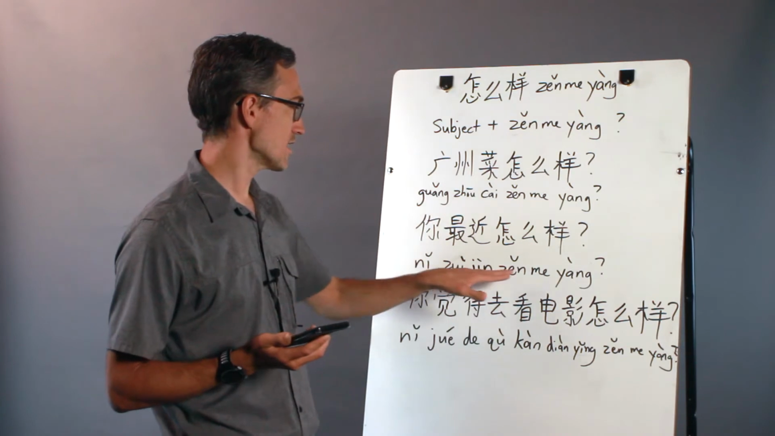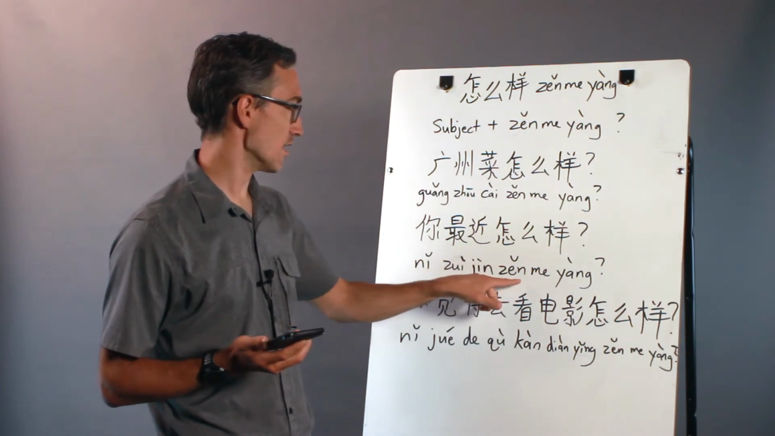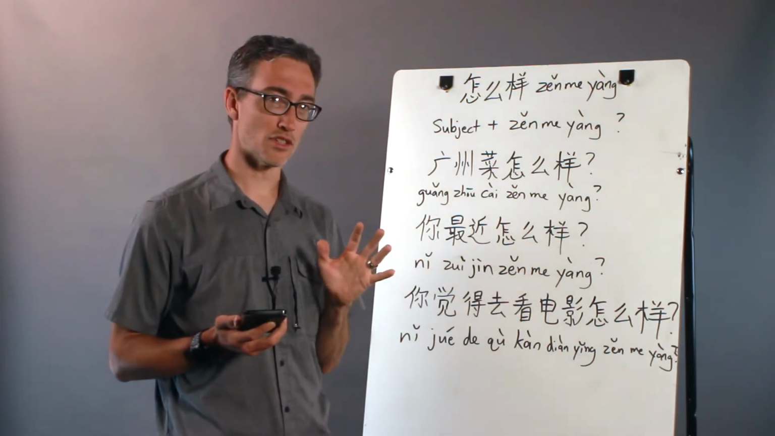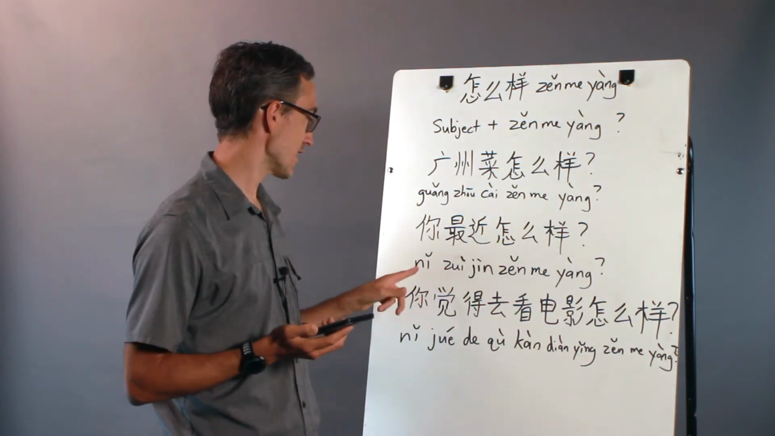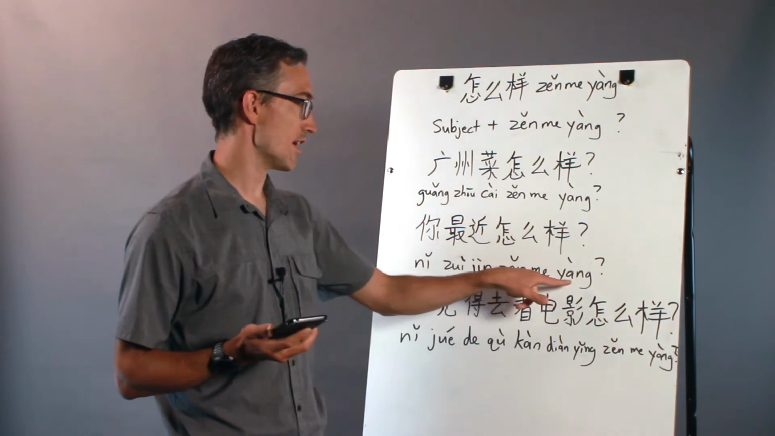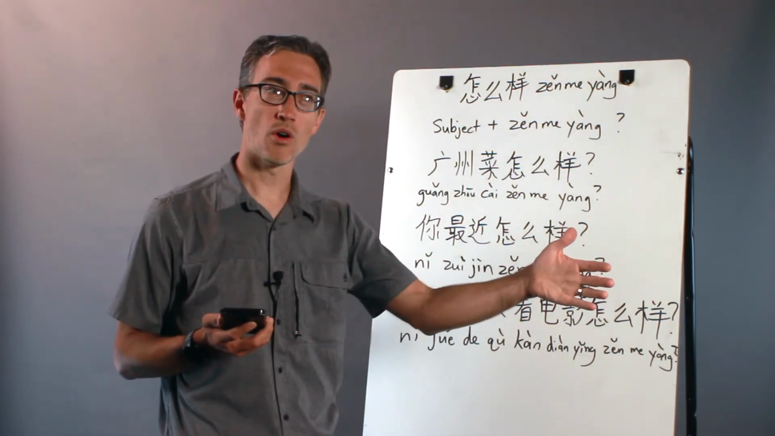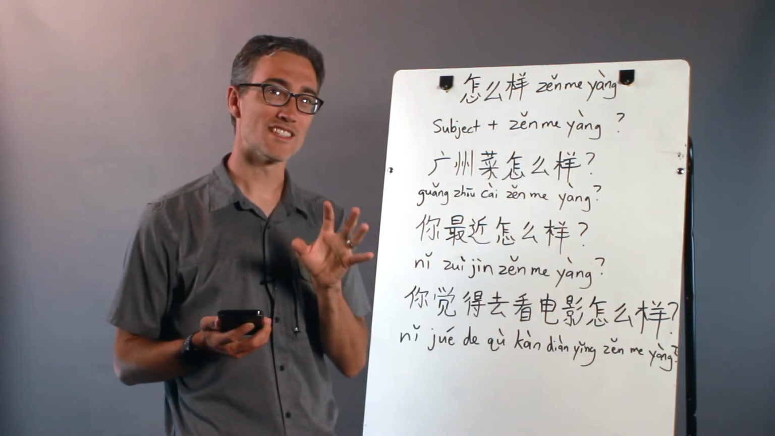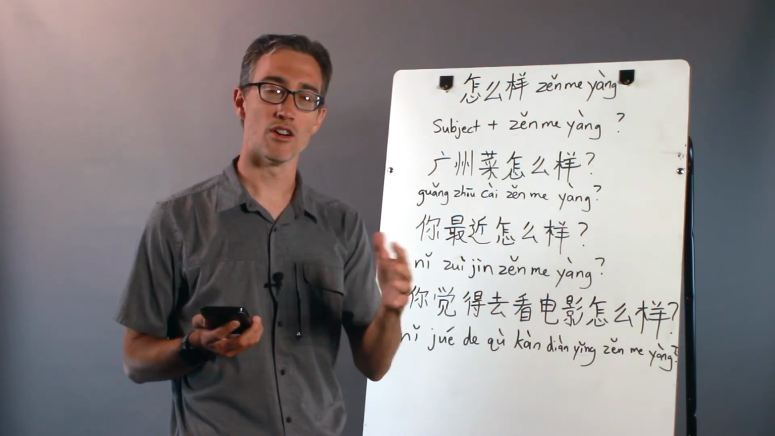你最近怎么样? This is a great phrase to know, and I'll explain why in a second. 你最近怎么样? You recently 最近怎么样? So you recently, how are you? How have you been? So it's like saying how have you been recently, or how have you been?